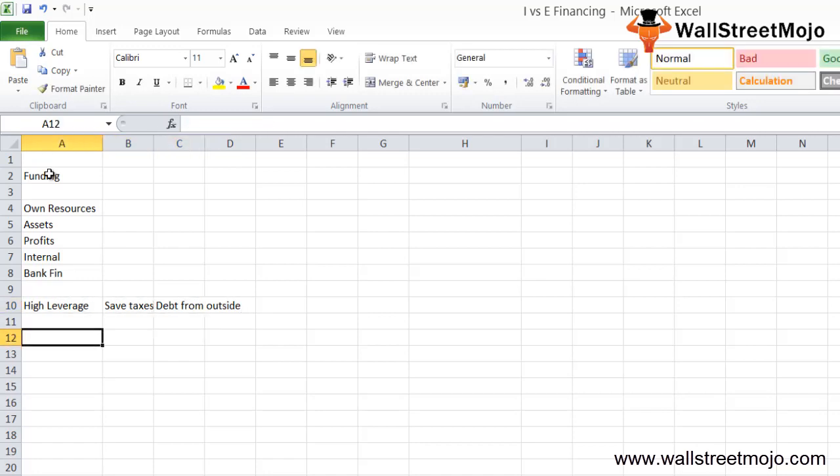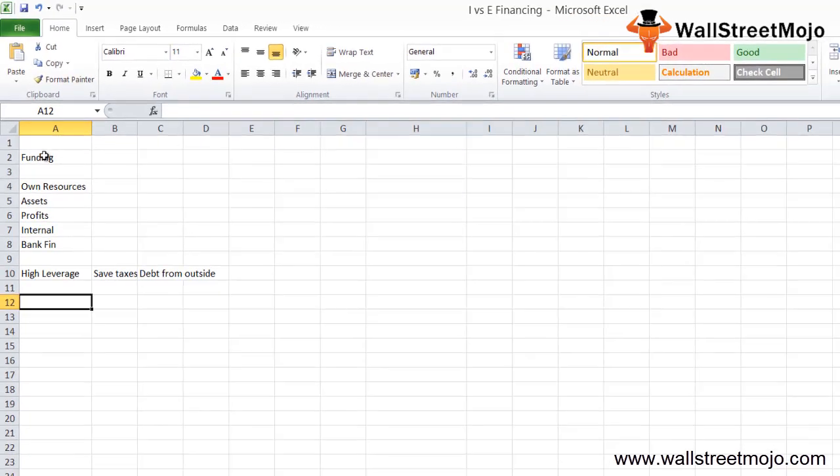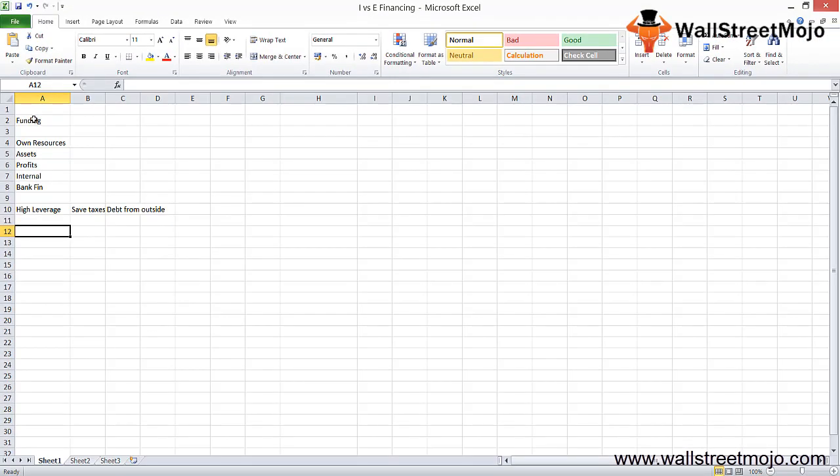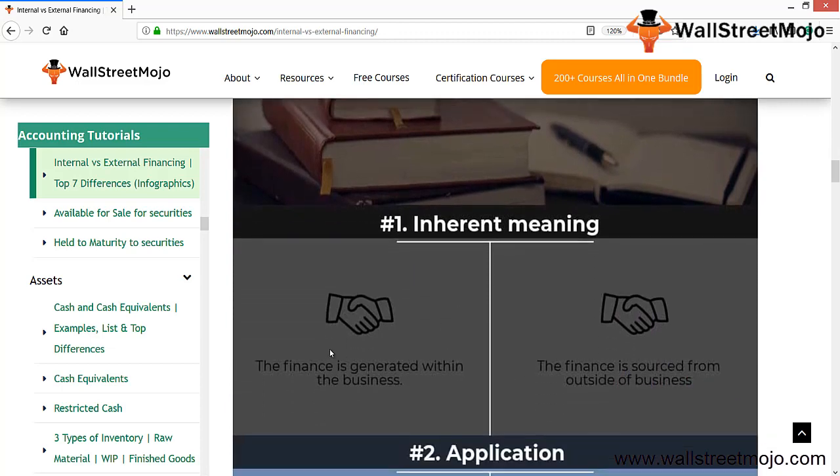So in this tutorial, we'll talk about both of the sources of finance and do a comparative analysis of the internal versus the external financing sources. We'll first understand the inherent meaning. The finance, in case of internal, is generated within the business, as the name itself suggests. And the finance sourced from outside of the business is the external finance.